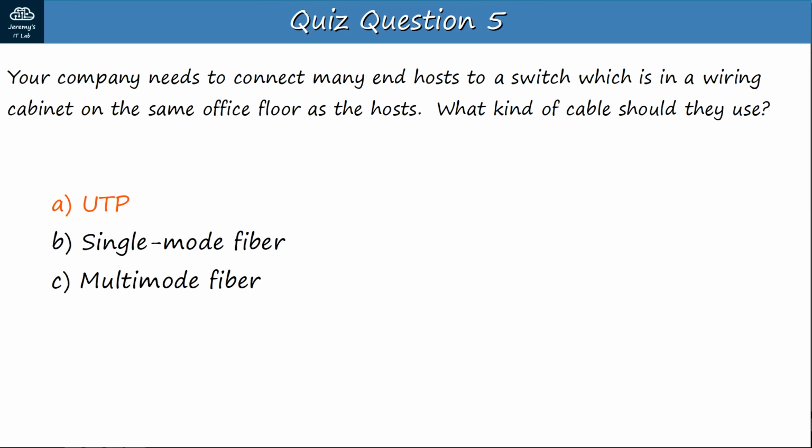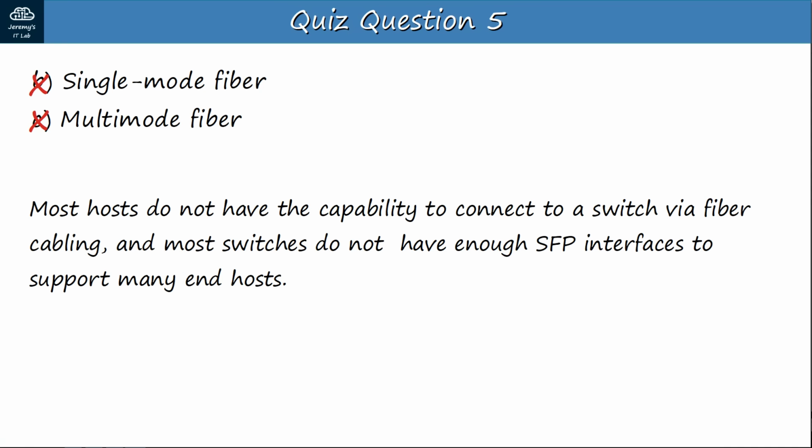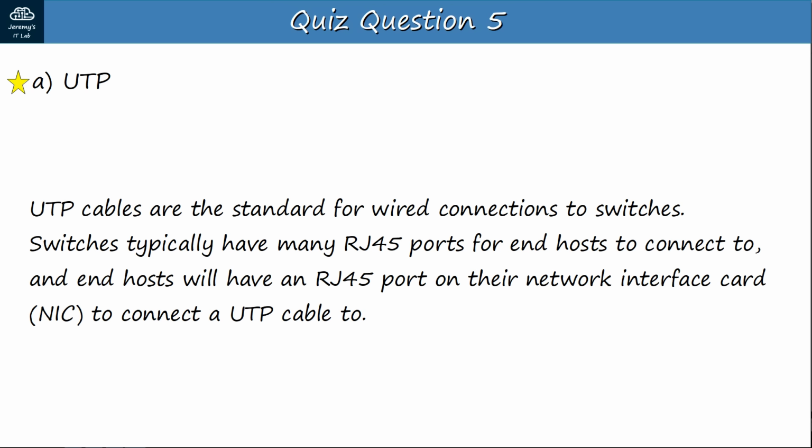Let's check the answers. Most hosts do not have the capability to connect to a switch via fiber cabling, and most switches do not have enough SFP interfaces to support many hosts. So B, single-mode fiber, and C, multimode fiber, are incorrect. UTP cables are the standard for wired connections to switches. Switches typically have many RJ45 ports for end hosts to connect to, and end hosts will have an RJ45 port on their network interface card to connect a UTP cable to. So A, UTP, is the correct answer.